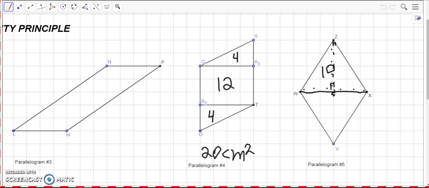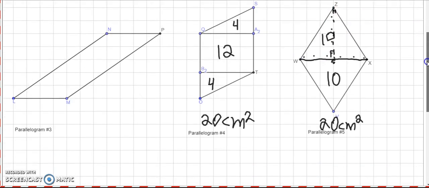This triangle has 10 square centimeters, and this triangle down here is identical, so it also has 10 square centimeters, giving me the 20 square centimeters. So I can just use the idea of using two triangles to make up this parallelogram, which technically is a rhombus.